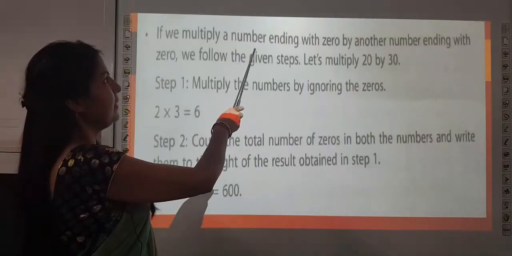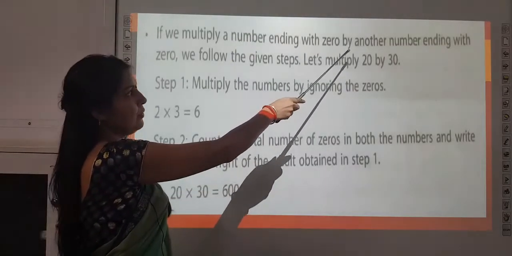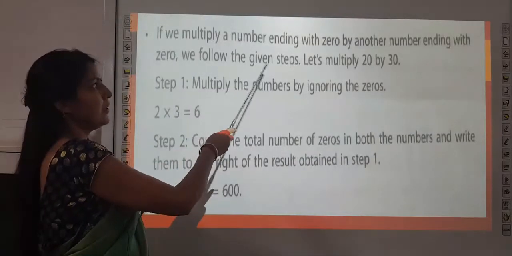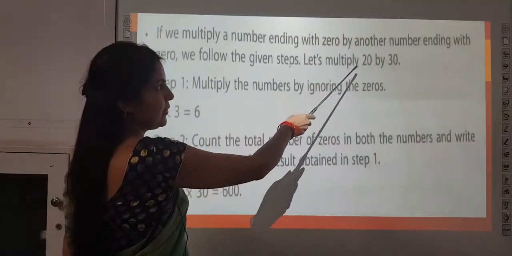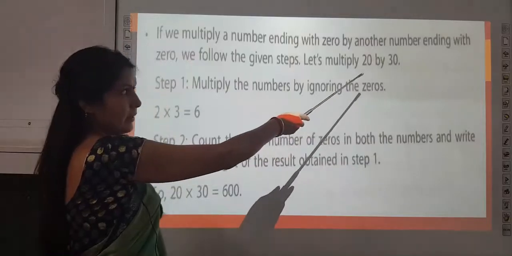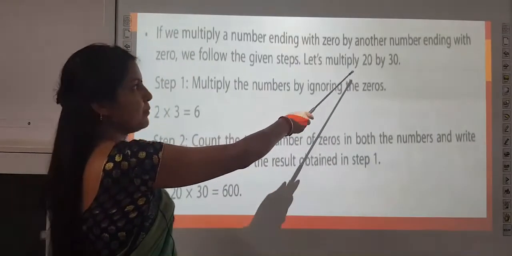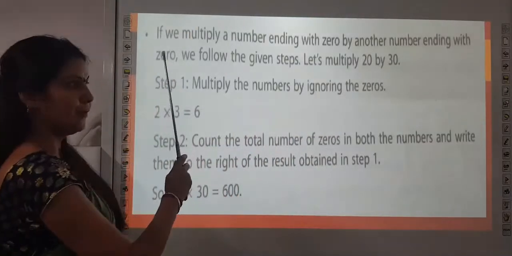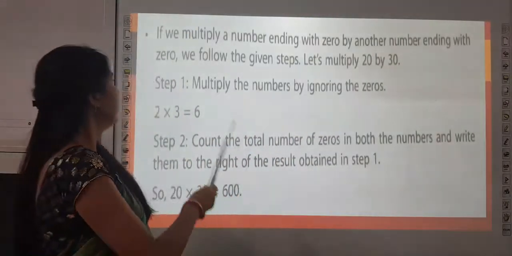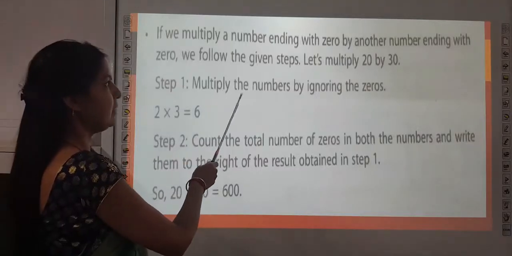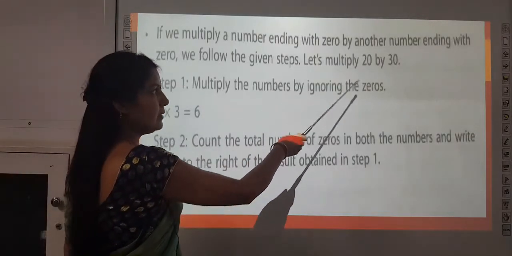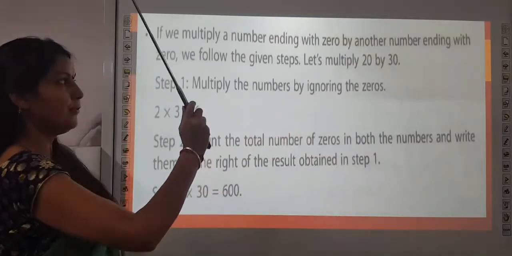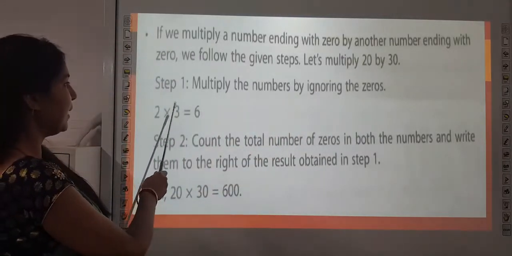If we multiply a number ending with 0 by another number ending with 0, we follow the given steps. Let's multiply 20 by 30. Here children, you can see both these numbers are ending with 0. So we have to again follow some steps. Step 1, multiply the numbers by ignoring the zeros. Again we will ignore these two zeros, and the leftover number is 2 multiplied by 3.